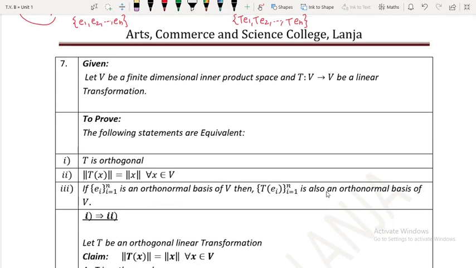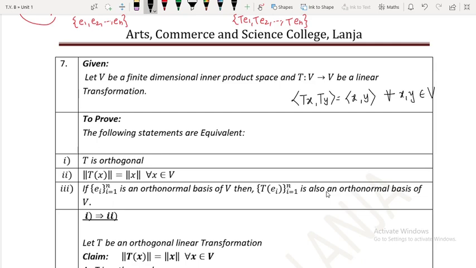Now see, the proof is very simple actually. What have we assumed? We have assumed that T is an orthogonal linear transformation, means what? Inner product of Tx with Ty is equal to what? Inner product of x with y for all x, y belonging to V. That is what we have assumed, right?